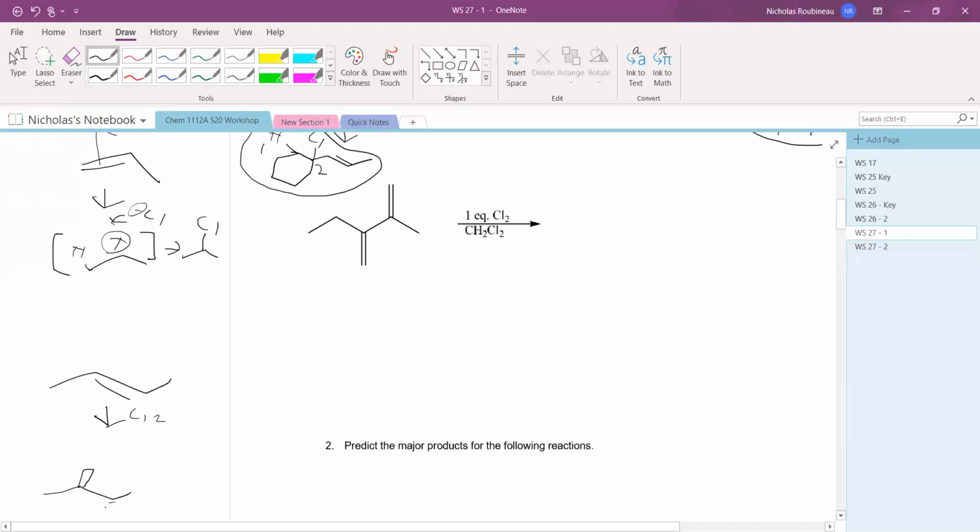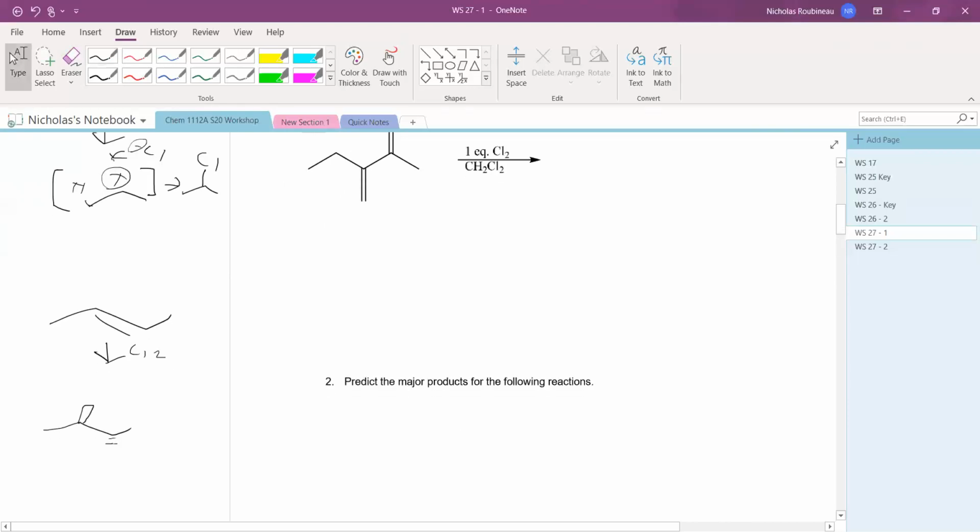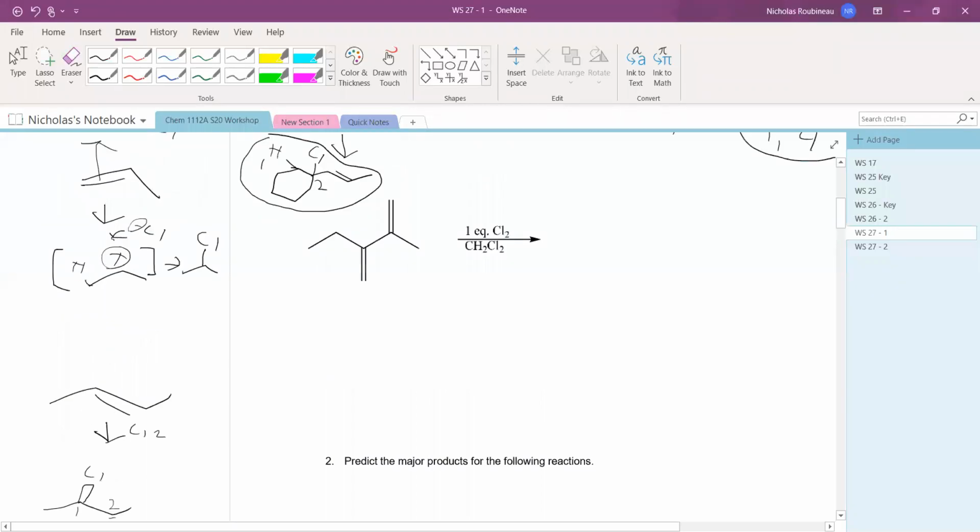You do have to know the mechanism for this, but I can go over it if you want. Hopefully people remember. But this is the product that ends up forming. You could think of this as 1, 2, because there's only one double bond and the chlorines are trans to each other.